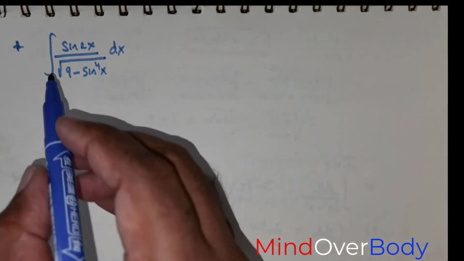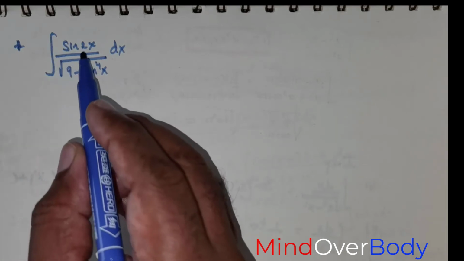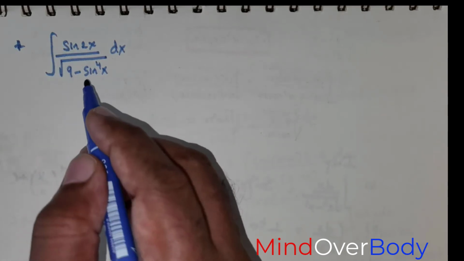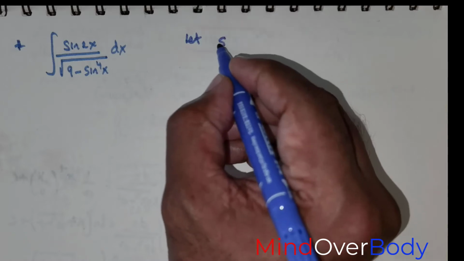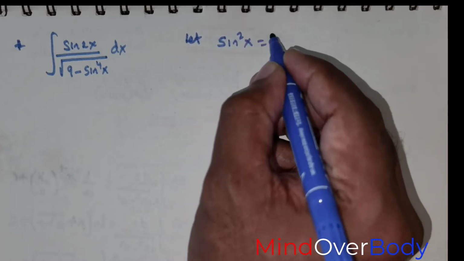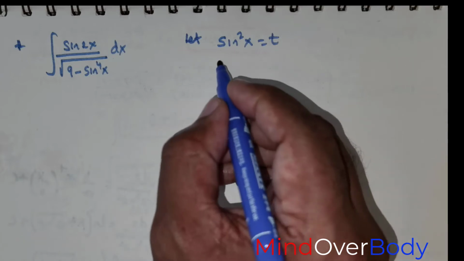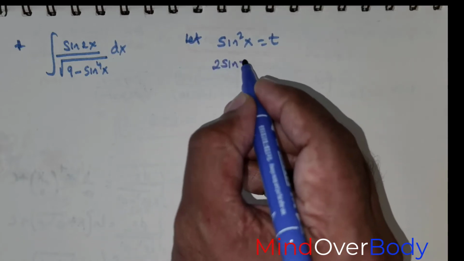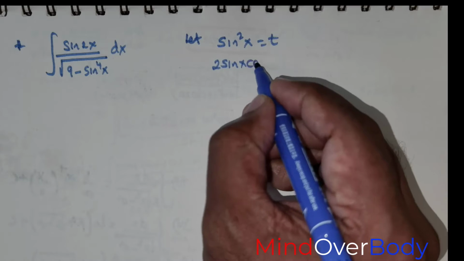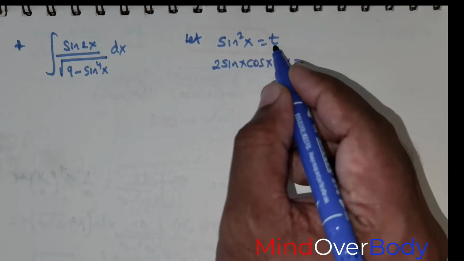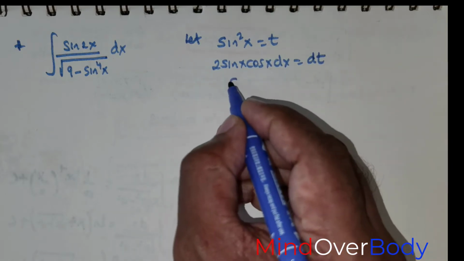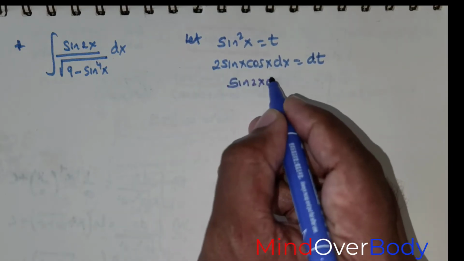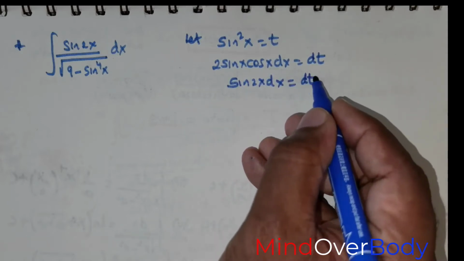Students, we got a beautiful question. We are expected to integrate integral sine 2x over square root of 9 minus sine raised to the power of 4x. Of course, we have the differential operator there. So I'm going to start off with this substitution. Let sine squared x be equal to t. Differentiating both sides, this gives 2 times sine x times the differential of sine x, which is cos x times dx, and the differential of t is dt. Now 2 times sine x cos x is sine 2x, so sine 2x times dx is equal to dt.